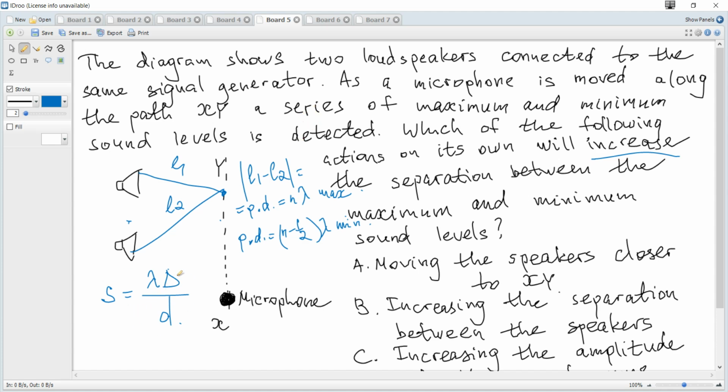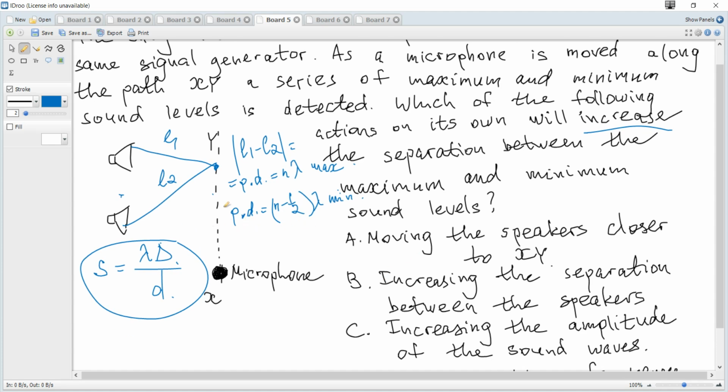sound, and this formula actually doesn't work. If you need to calculate something, you cannot use this formula if it is not given clearly that the distance to the screen is much greater than the distance between the two sources. But to answer about increase or decrease, we can use this formula, and it works because the question is quite different.